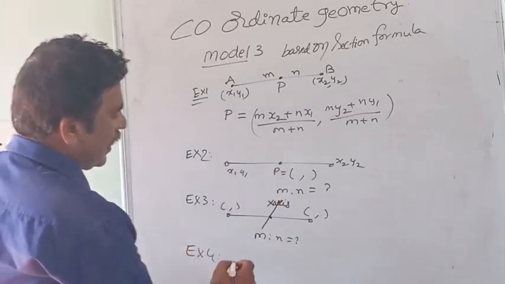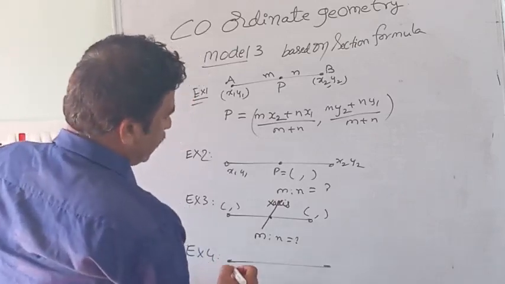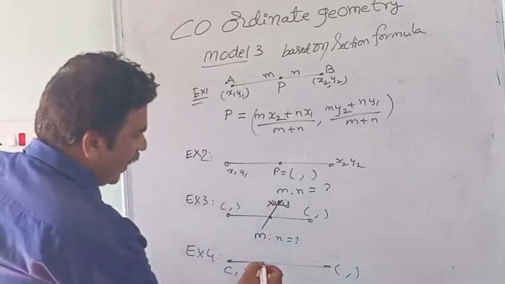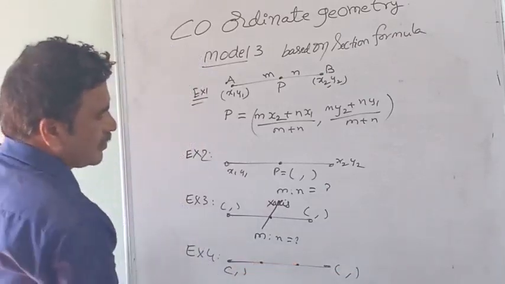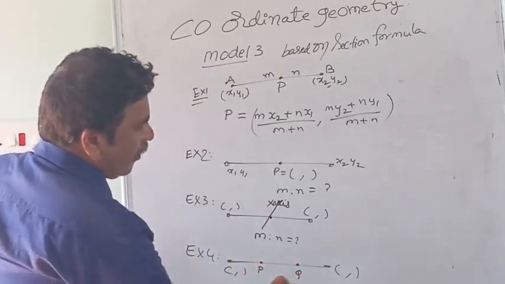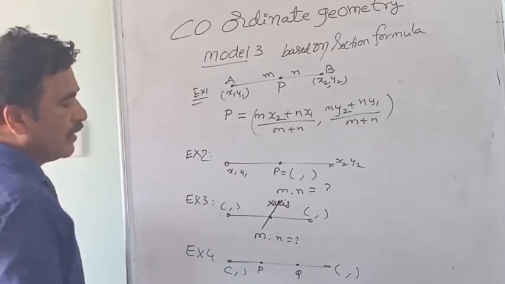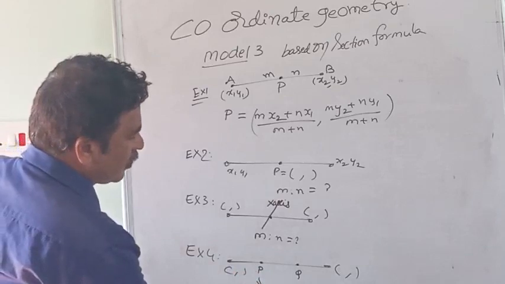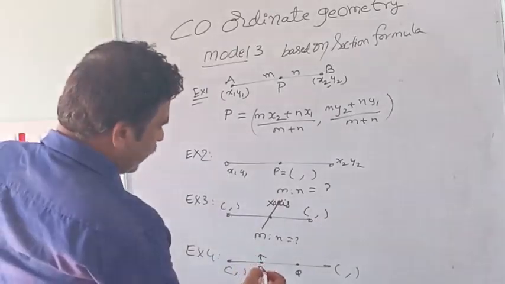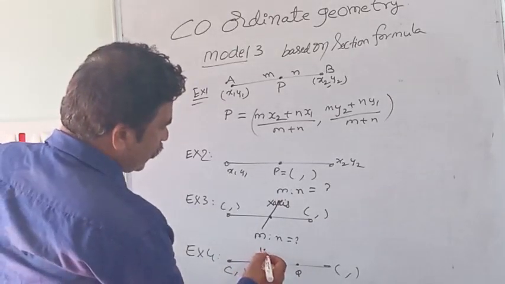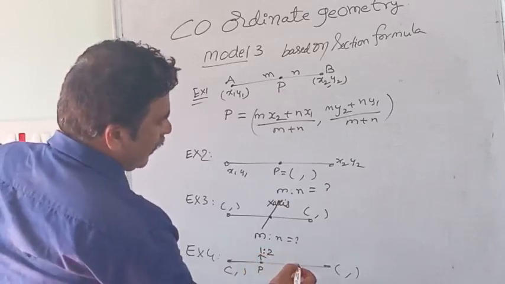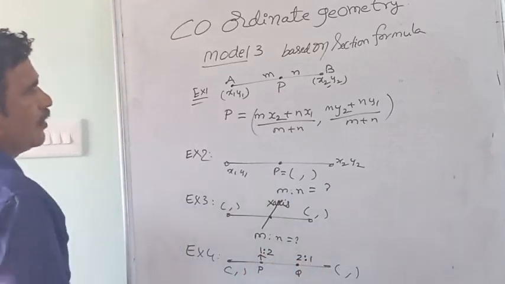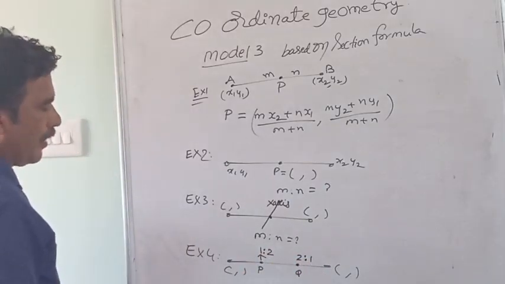Type 4, trisection. He will give x1 y1, x2 y2, and he will ask to find the points of trisection. Let P and Q be the points of trisection. That model is asking. For P, the ratio is 1:2. For finding Q, take the ratio 2:1. Use the same formula. Okay.